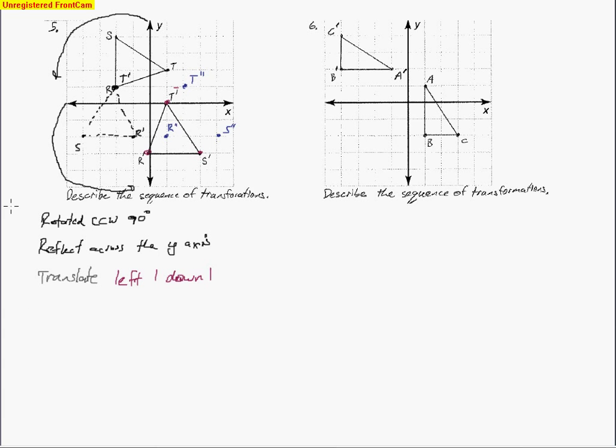So another way you could do it is to rotate clockwise 90 degrees and then reflect over the x-axis. And once you do that, then you'll end up in the same spot. And then you just translate 1 down, and 1 left. Let's take a look at the last one.